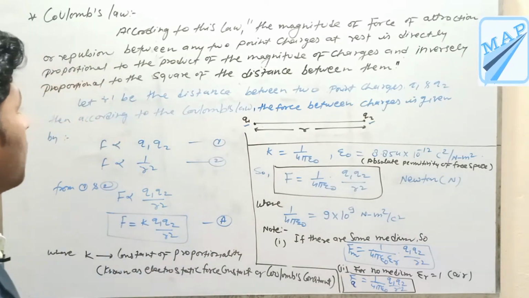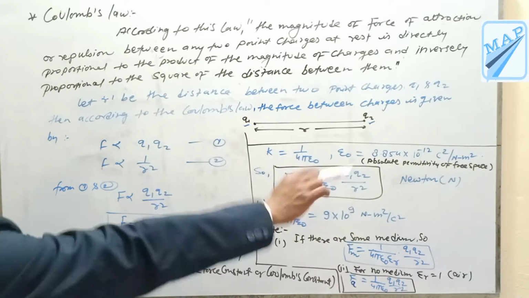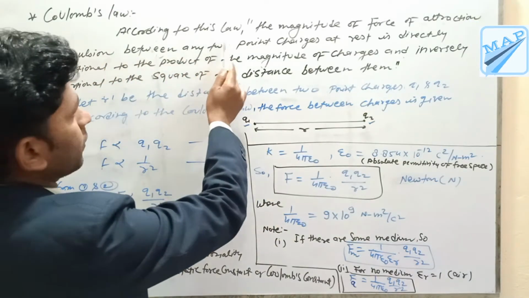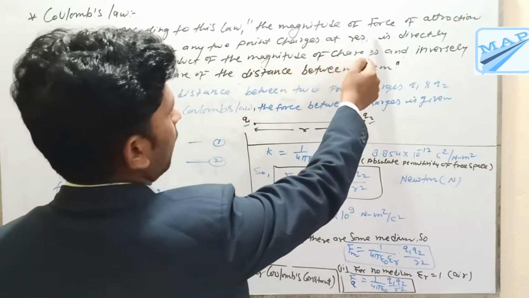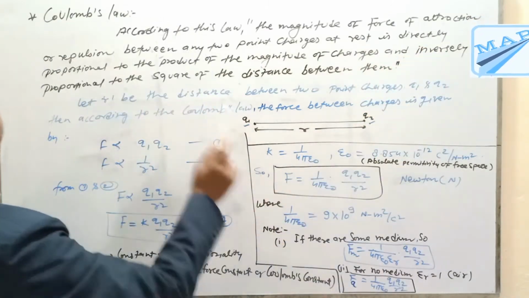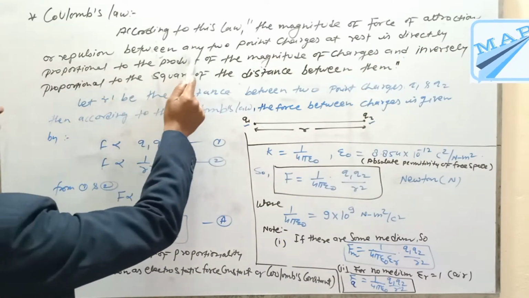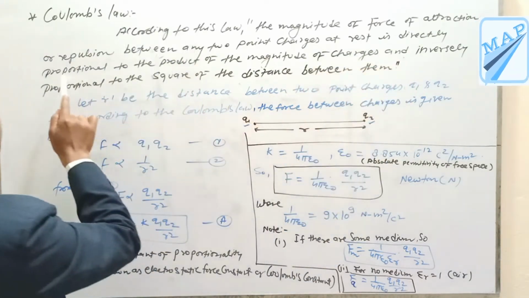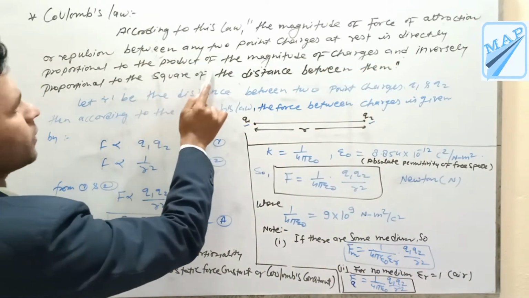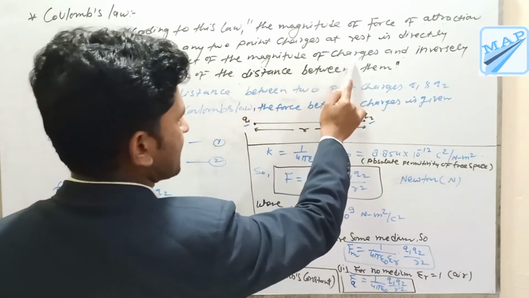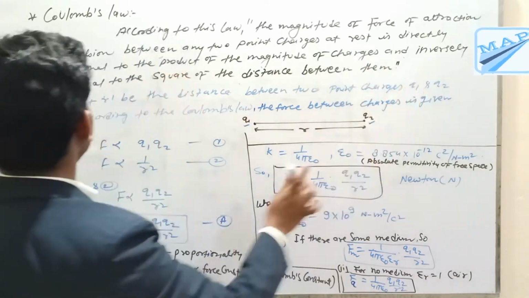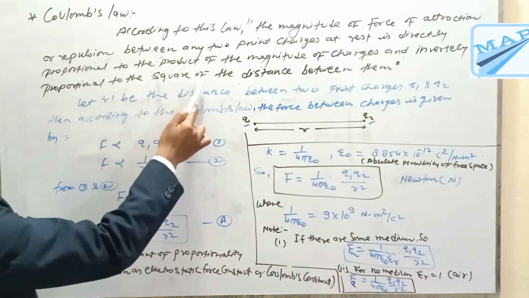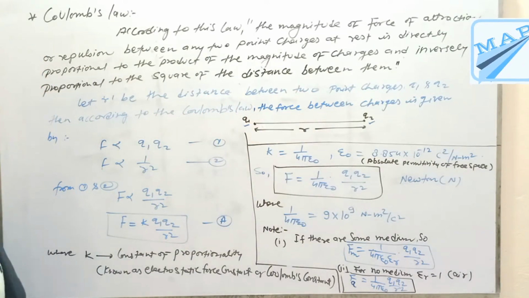Today we are going to discuss Coulomb's law. Firstly we will learn Coulomb's law. According to this law, the magnitude of force of attraction or repulsion between any two point charges at rest is directly proportional to the product of the magnitude of charges and inversely proportional to the square of the distance between them.